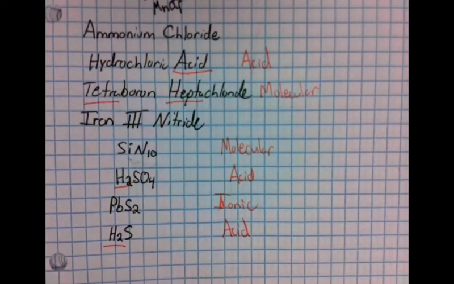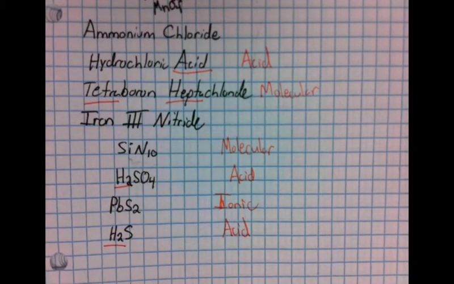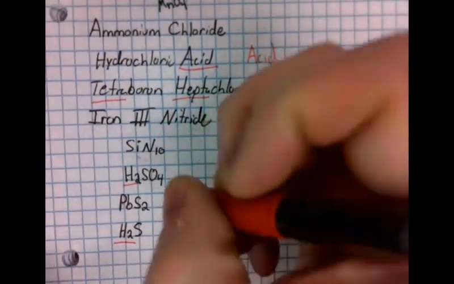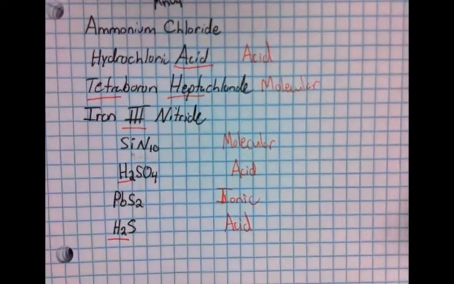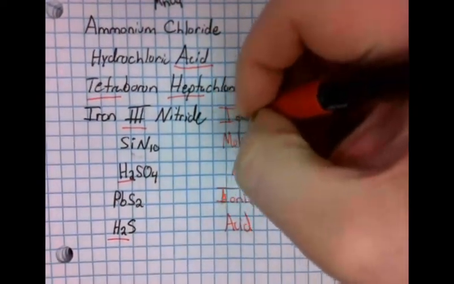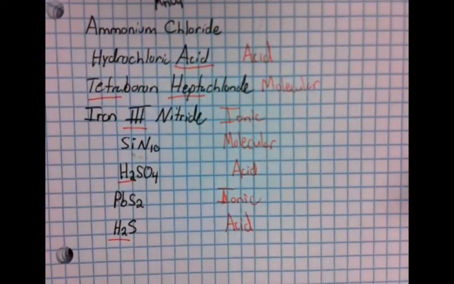And if it's dichromate, well, then it's got to be ionic. Notice that in this one, we've got a Roman numeral. Roman numerals only ever show up in ionic compounds. So if you see a Roman numeral, you also know you're dealing with an ionic compound.